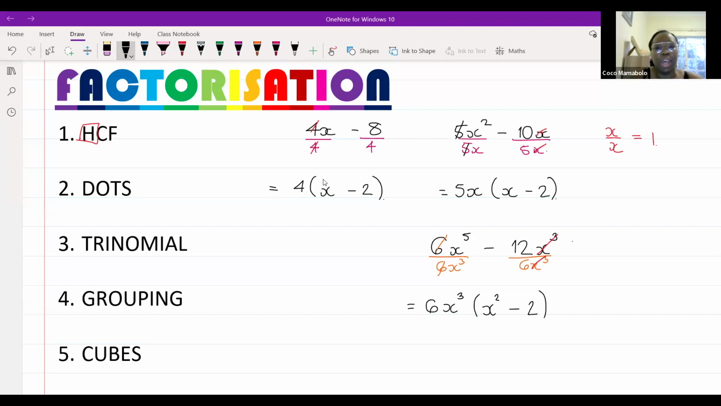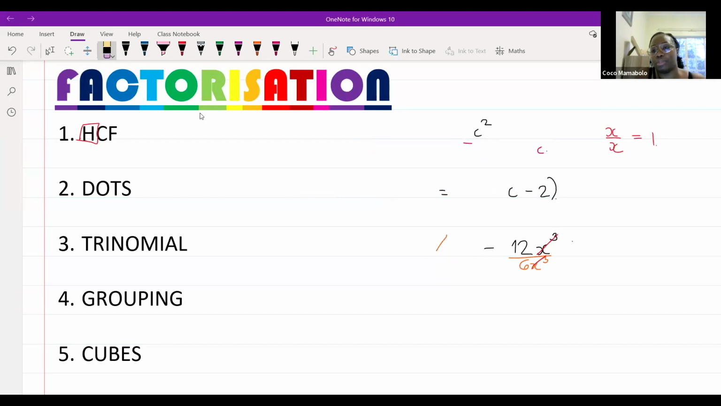Give me a thumbs up. Are we all okay with highest common factor? Are we all good? Excellent. Good stuff, guys. All right, let's keep it moving. Let's keep going. We're going to then talk about DOTS. DOTS comes next, or the difference of two squares.